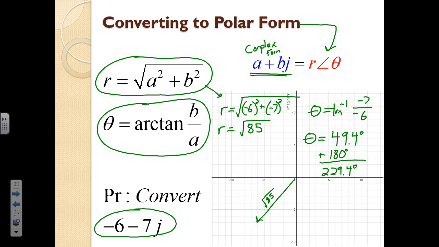And so we've converted our vector into polar form. It's going to be the square root of 85, which is about 9.220, at a direction of 229.4 degrees. Done.